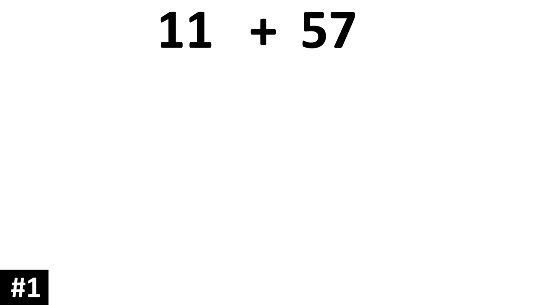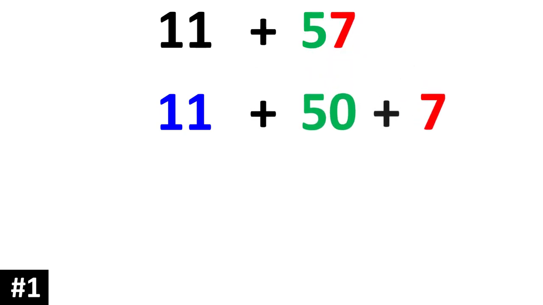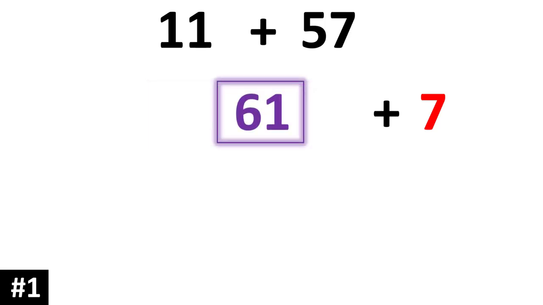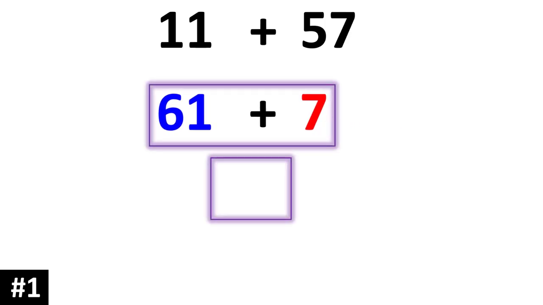The key is, we're first going to break down the second two-digit number into tens and ones. 11 plus 57 is the same thing as 11, and instead of 57, we're going to break down 57 into 50 plus 7. 11 plus 50 is equal to 61. And now all we have to do is add the remaining ones digit. 61 plus 7 is 68. So 11 plus 57 is 68.